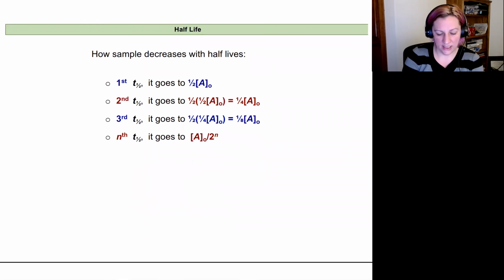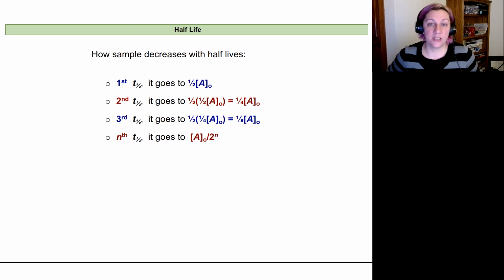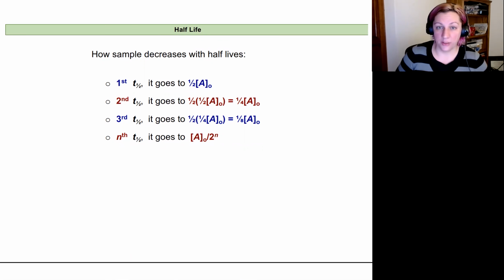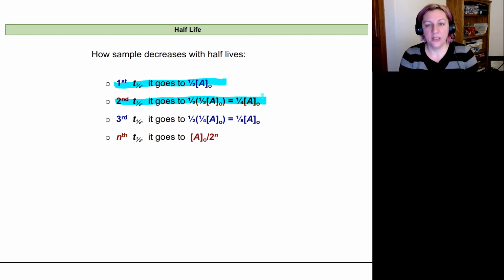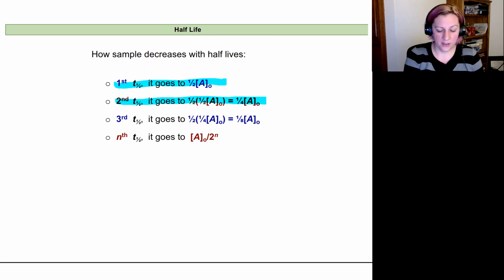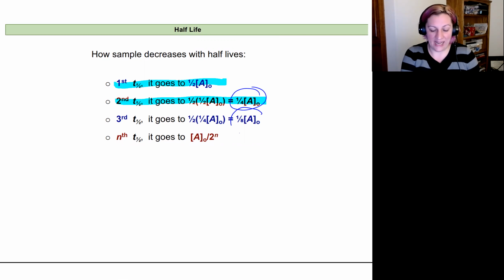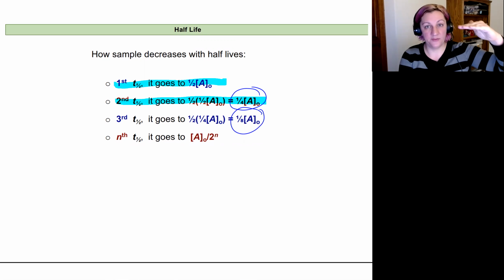And what we see as this sample decreases by half is that after the first half-life, we'll have half of what we started with. So that's what we're showing right here. And after that second half-life, we'll have half of that half. So we'll have 1/4 of what we had initially. After that third half-life, we'll have 1/8. And this will keep going. We'll keep going by halves. It'll decrease to 50%, then 25%, then 12.5, then 6.25, then 3.125, and so on.